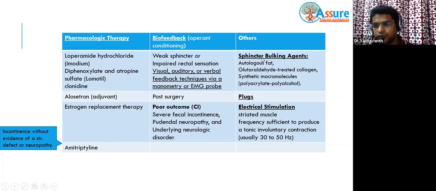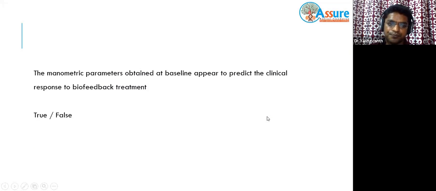And others, we use the sphincter bulking agents like autologous fat from the same individual. The fat, I told you, the perianal fat will be reduced, that we try to use, and glutaraldehyde treated collagen or synthetic macromolecules. Rarely we use the plugs, but not practical, and electrical stimulation is used to an extent.